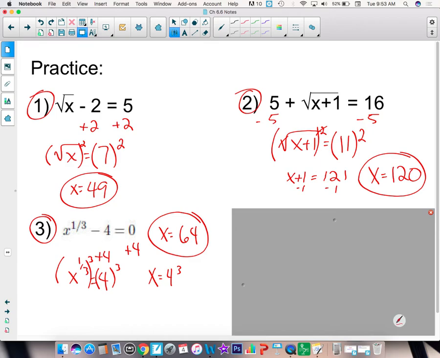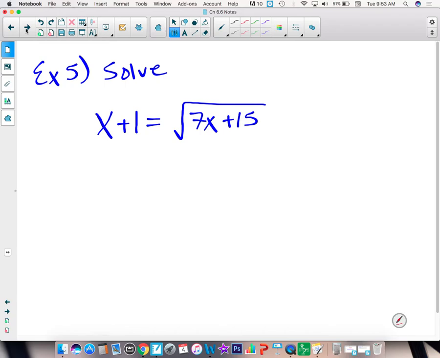Okay, if you want to pause the video, everybody can stand up, stretch out for a minute, and then we got a few more examples left.